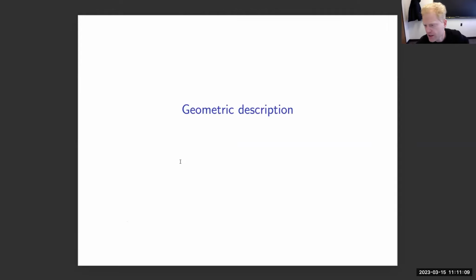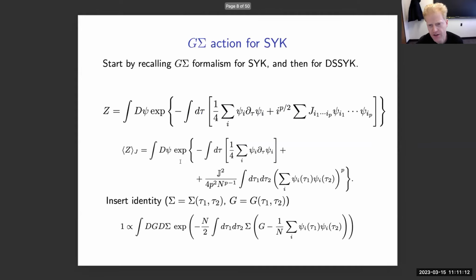Okay, so let's first start with this geometrical description. There is some lore in SYK that the G-sigma action can be thought of as a sort of gravitational description of the theory. So to make it at least somewhat more concrete, let me start with the G-sigma action first of SYK and then of double-scaled SYK. This is a reminder. I'll just emphasize the main steps because they're relatively simple.